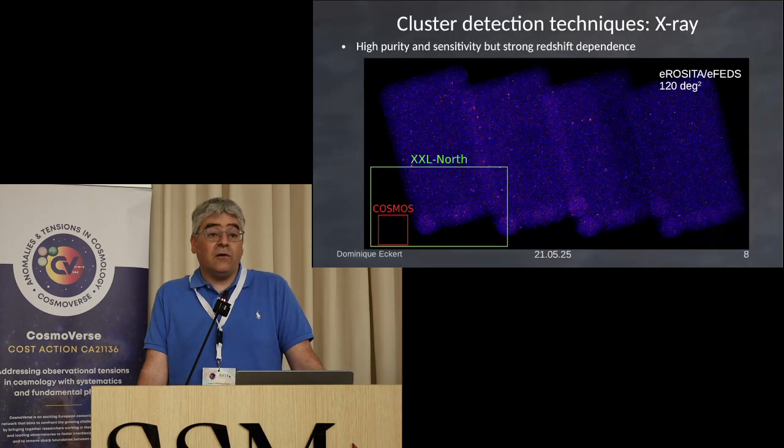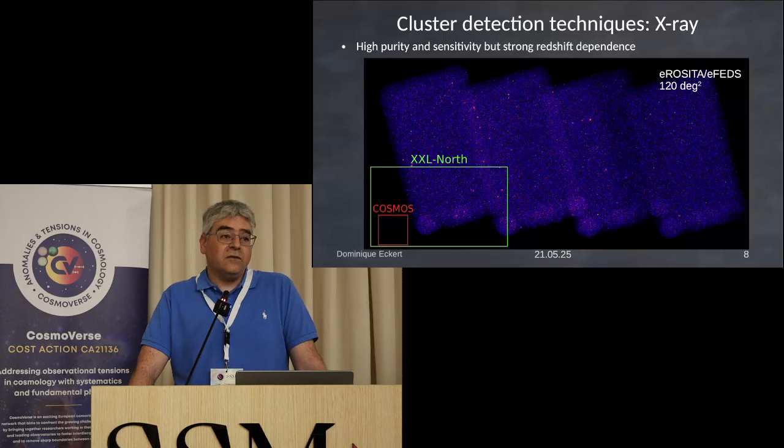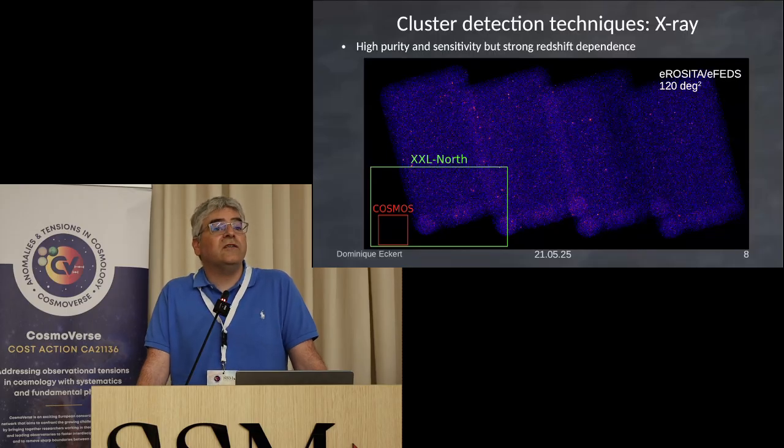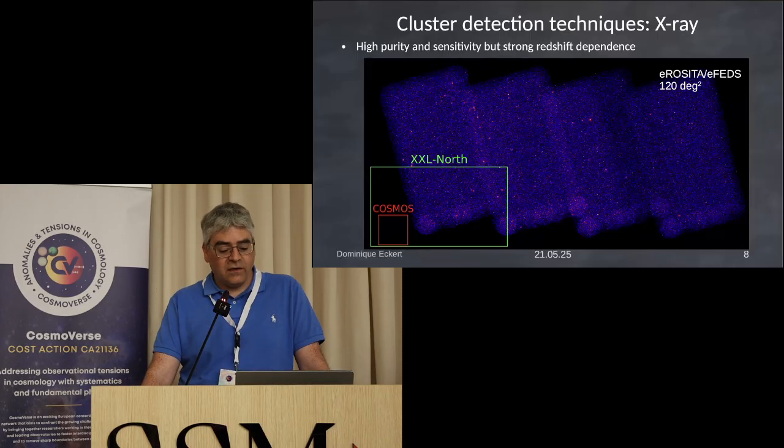So how does it work in X-rays? We have X-ray surveys. The most recent one is eROSITA. And if you look at an extragalactic patch of sky in the X-ray and you detect an extended source there, chances are it's a cluster, meaning chances are very, very high that it's a cluster. So essentially any extended X-ray source that you detect in your survey will be a galaxy cluster.